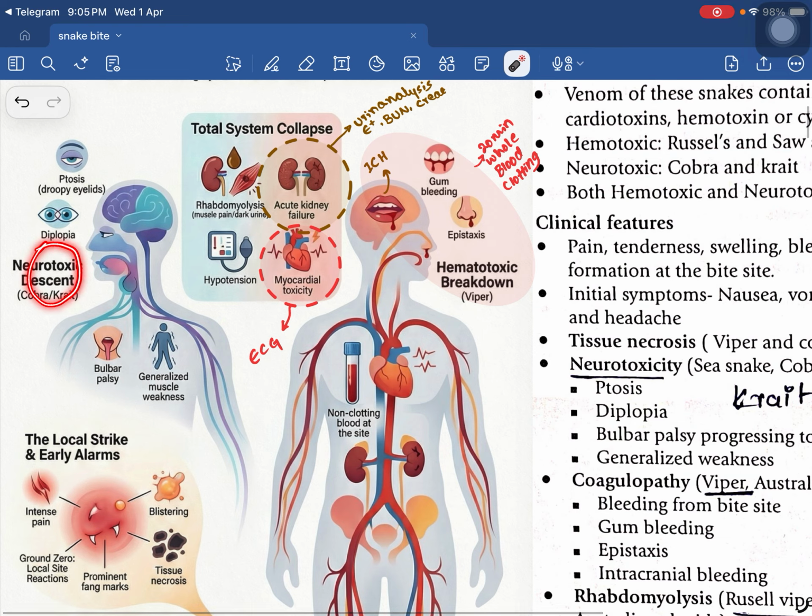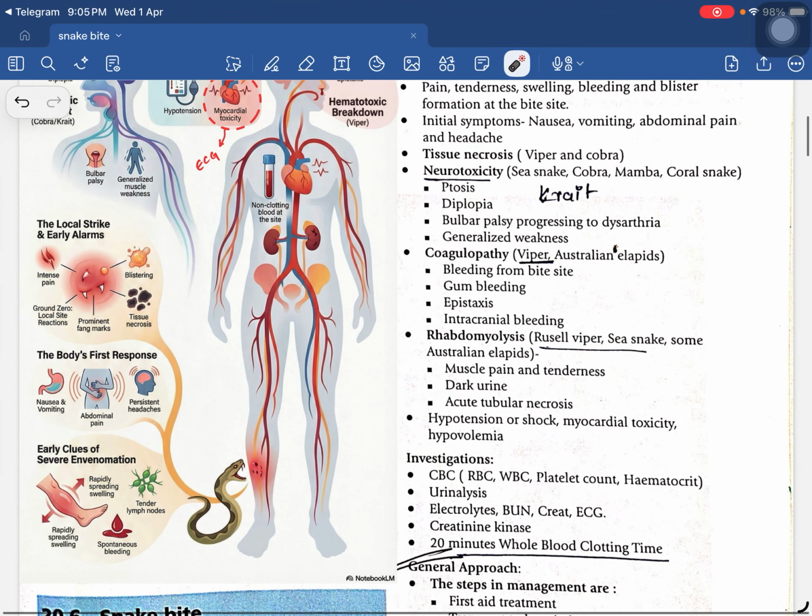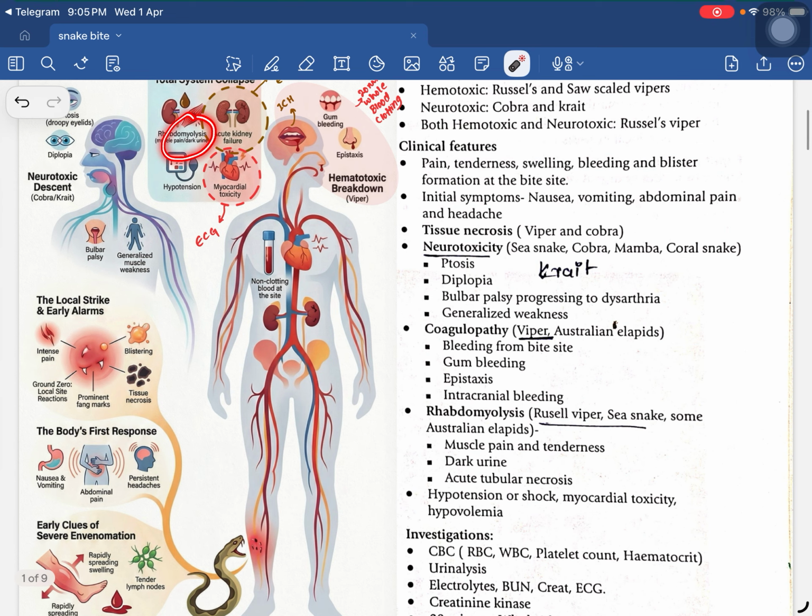Coming to the neurotoxic clinical features, which are caused by cobra and krait: there is bulbar palsy, generalized muscle weakness, ptosis and diplopia. Coming to the hemotoxic features, intracranial hemorrhage can occur, gum bleeding and epistaxis can occur. These are coagulopathies. One is neurotoxicity and then coagulopathy, system failures.